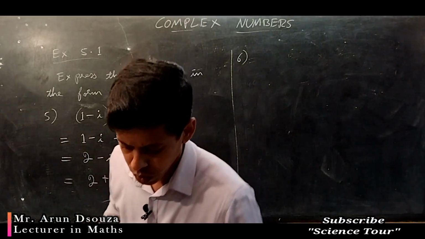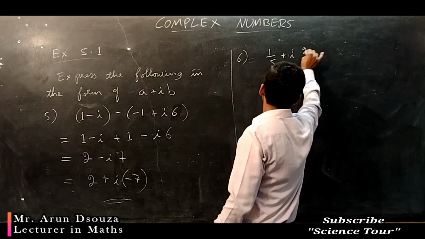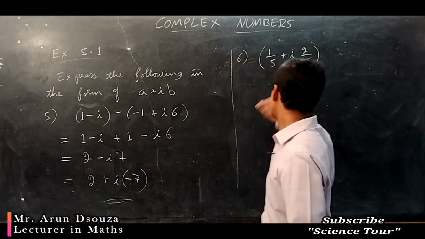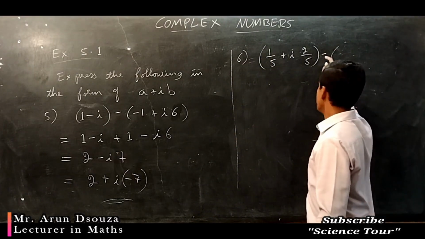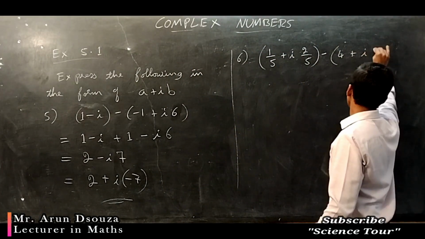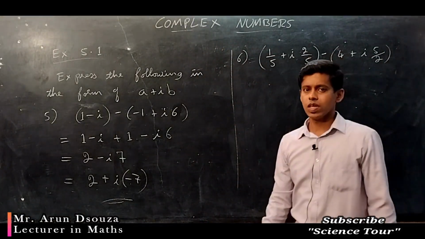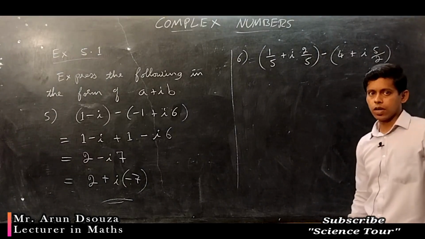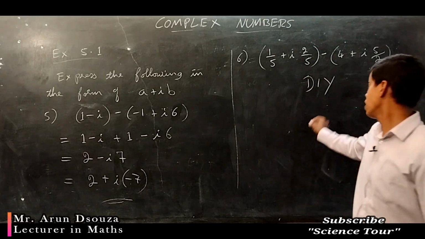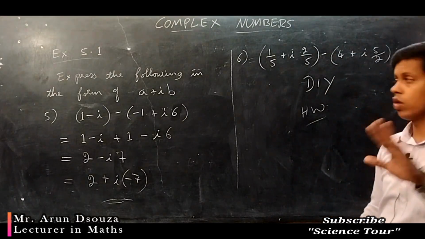And the sixth one, you have 1 by 5 plus I into 2 by 5, and then you have minus. So don't multiply, subtract. 4 plus I into 5 by 2. Okay, I into 5 by 2. Well, so this is the question, and I'll tell you what, do it yourself. Please do it yourself. Homework problem. Okay, so sixth problem is a homework problem. Please solve it by yourself.